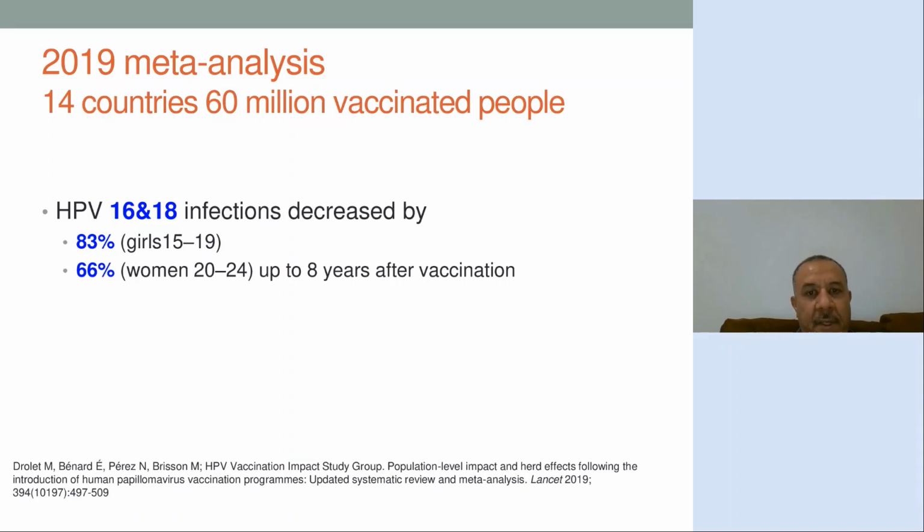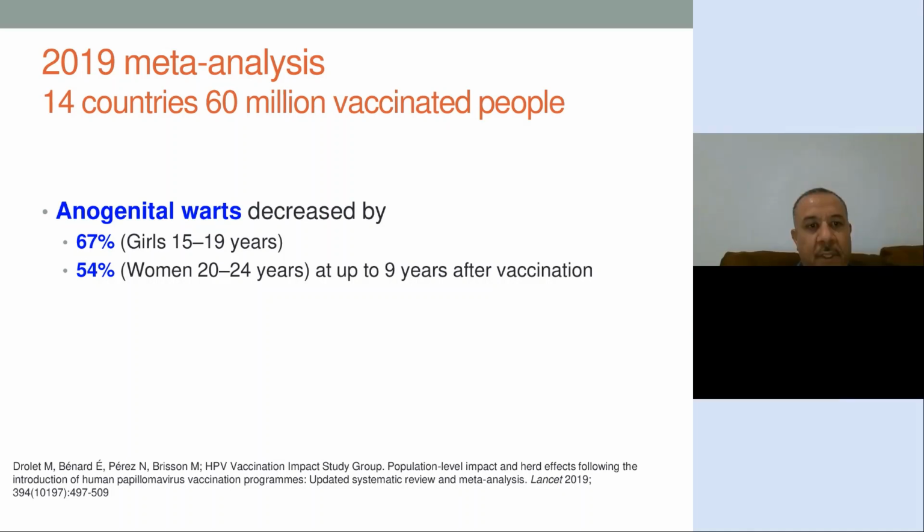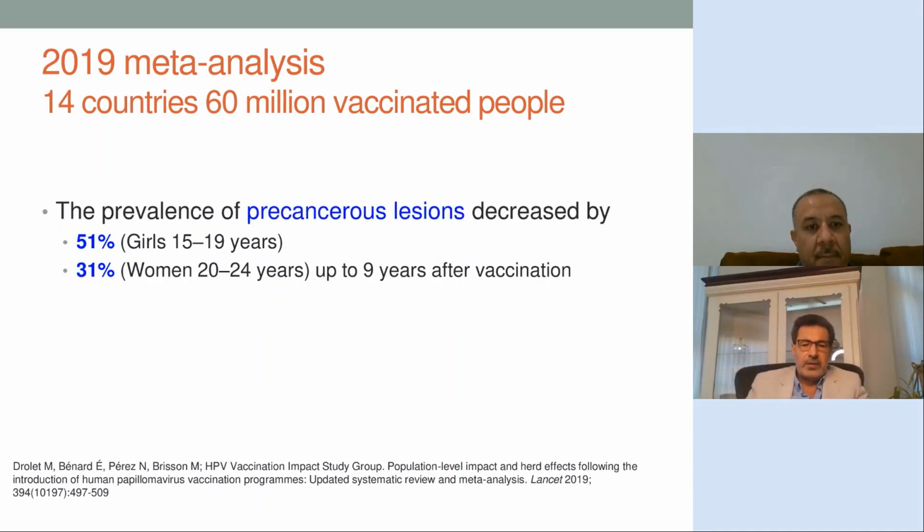Then they said 11 years of age. Now they are saying that you can give it at the age of 9 years. So the younger, the more effective, and the younger you can use 2 doses. If you are using it above 15, you need 3 doses. Now the next, about anogenital warts: again, below the age of 20, 67%, above the age of 20, 54%. And again, precancerous lesions below the age of 20, 51%, and above the age of 20, 31%.